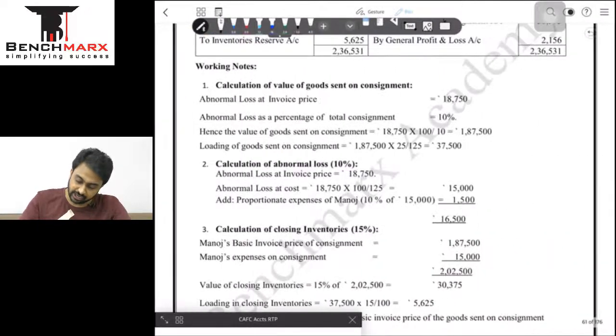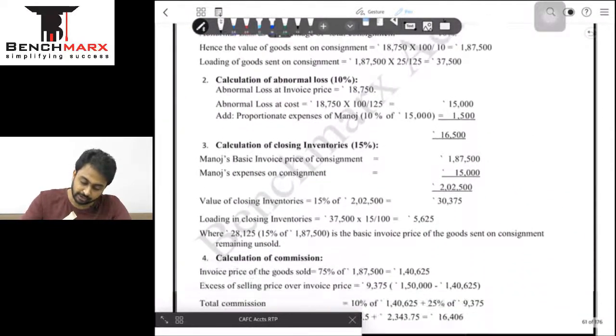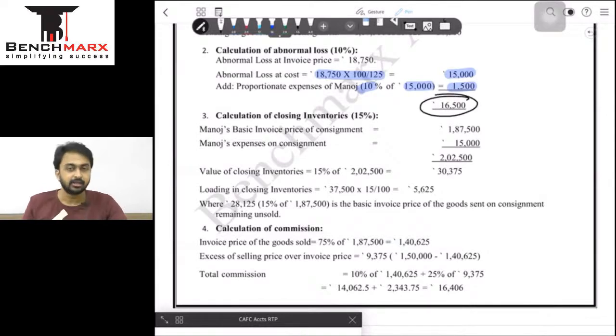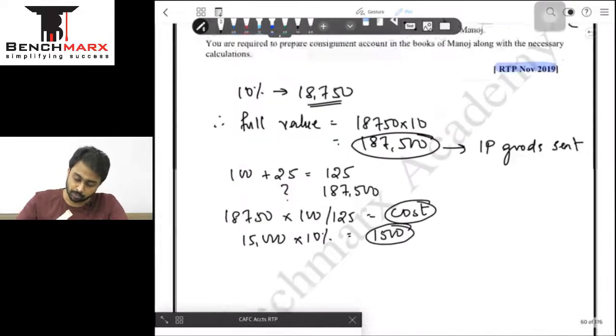Let us see how the ICA has presented valuation of abnormal loss. First, it is the invoice price of the goods, which we have done. 18,750 into 100 by 125, that is 15,000, and 10% of 15,000 is 1,500. Total amount comes to 16,500. This is the cost of the abnormal loss. It will go on the consignment account credit side as by abnormal loss.